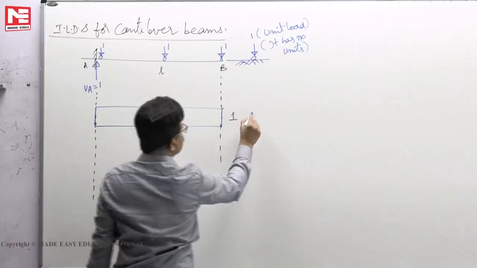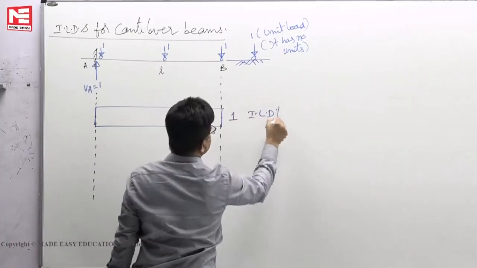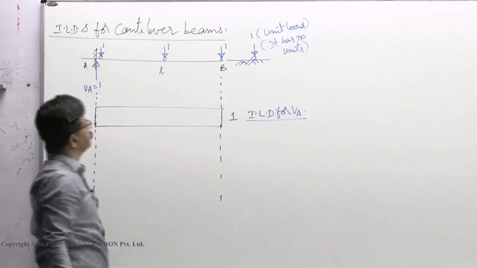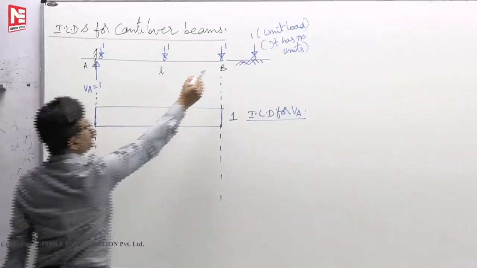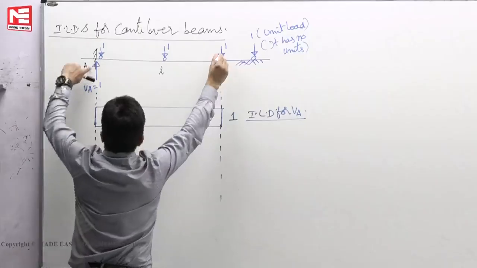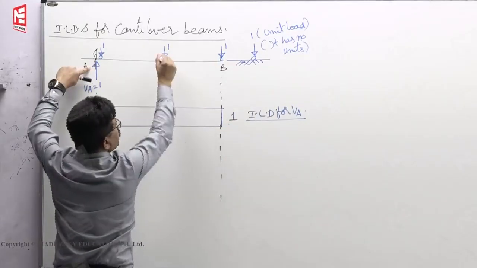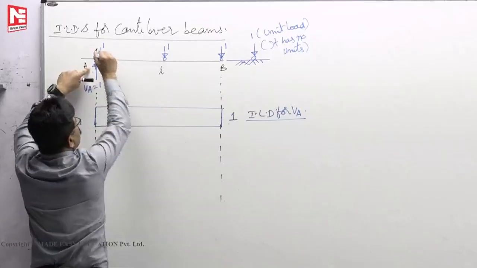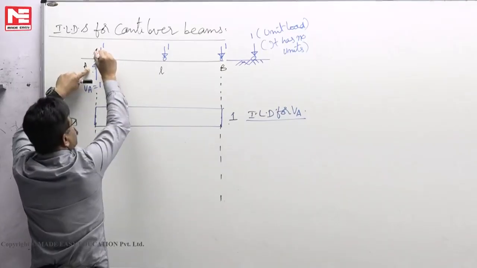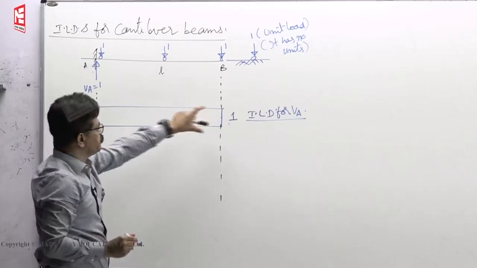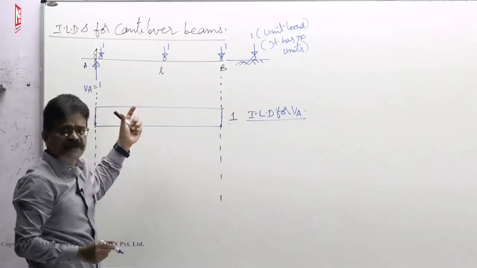One here. This is your ILD for vertical reaction at A. When load is 1, the load is here, its influence on VA is 1. When it is here, its influence on VA is again 1. When the load is here, say, its influence on VA is again 1. That means your influence line diagram looks like a rectangle.